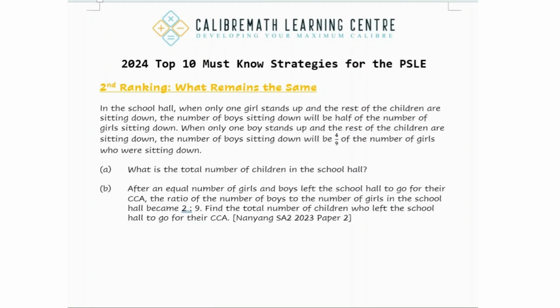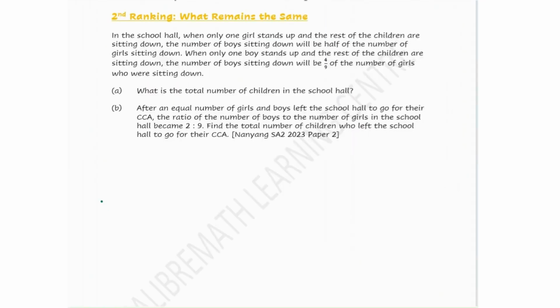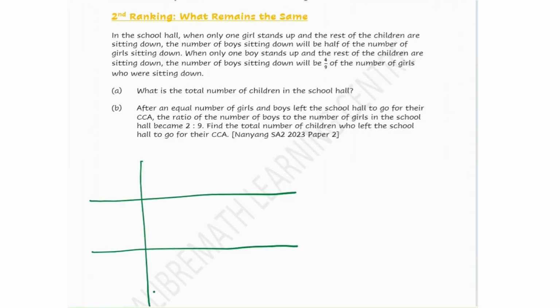So for lengthy questions like this, we should always represent the information given to help us understand the question better. Let's draw a table for the two scenarios. In the first scenario, when one girl stands up and the rest of the children are sitting down, the number of boys sitting down will be half of the number of girls sitting down. So let's represent this ratio in the table. Let's label this as first scenario.